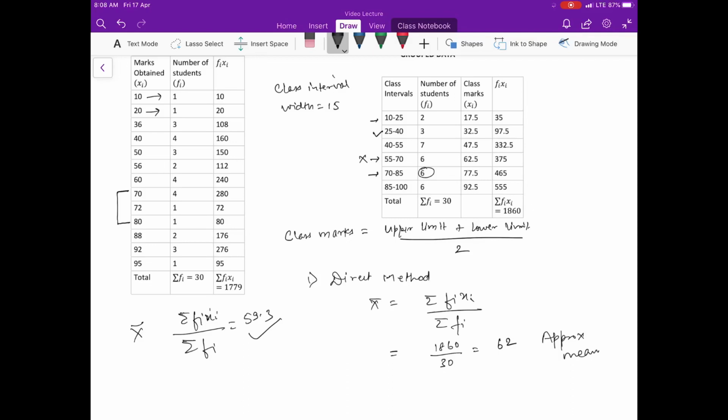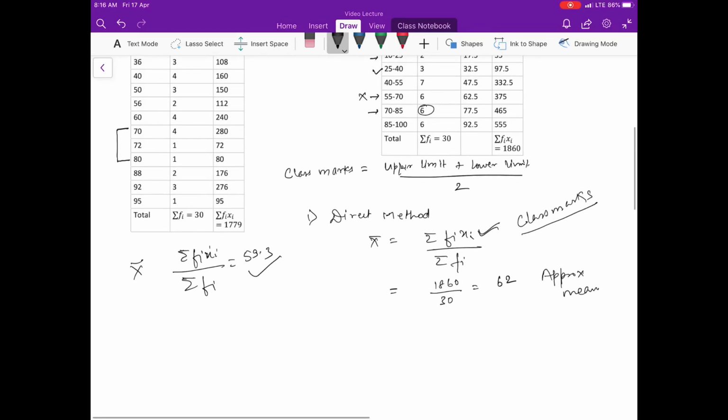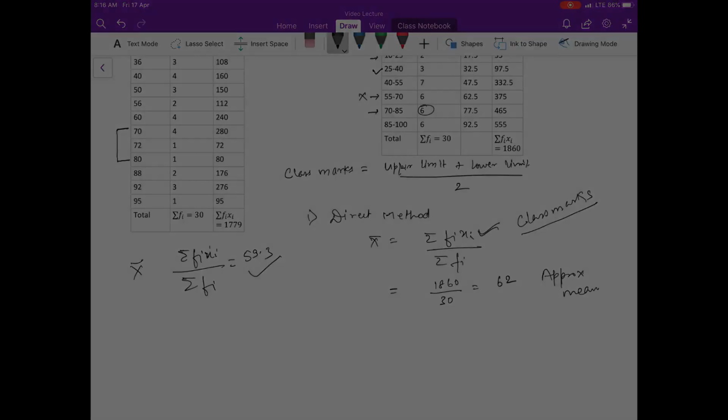So in this way we are converting ungrouped data into grouped data, and we understand the first method of finding mean, that is the direct method, which is the same as in ungrouped data. Here xi is class marks. This is very important. In the direct method, xi is class marks, which is calculated by adding the upper limit and lower limit of the class interval divided by 2.